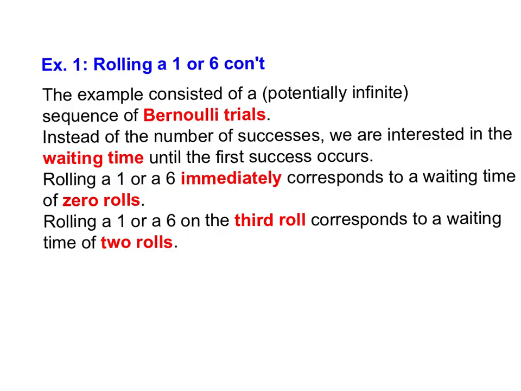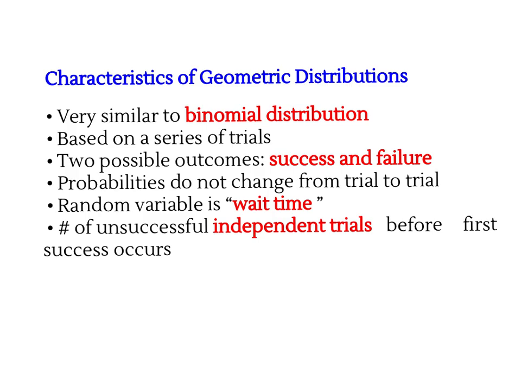Okay, so it's the wait time. It's not when you've won, it's how long you have to wait until you win. So the characteristics of geometric distributions are very similar to the binomial distribution. It's based on a series of trials, with 2 possible outcomes, a success or a failure. The probabilities do not change from trial to trial, and the random variable is the wait time, so the number of unsuccessful independent trials before the first success occurs.